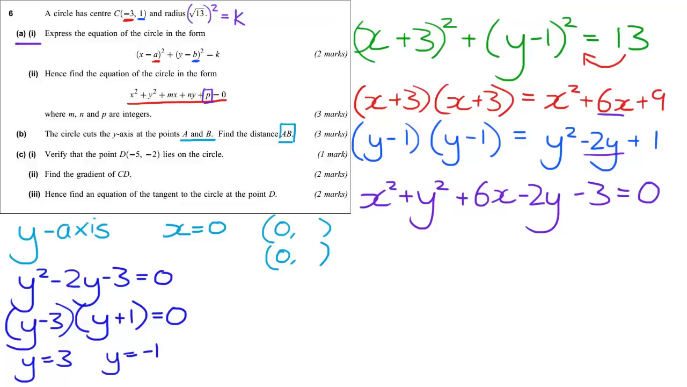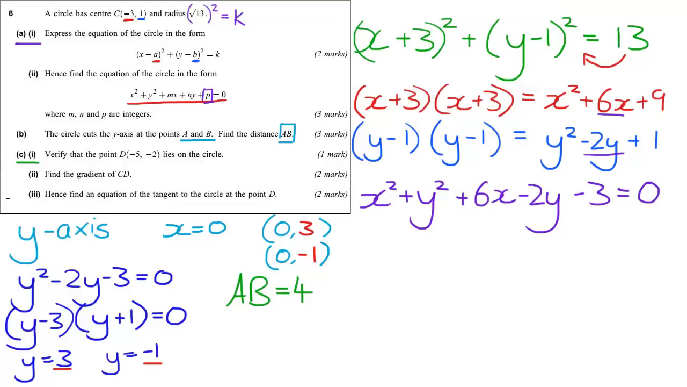So what are we going to do then? Well, we have our 3 and our minus 1, so let's put that in there. Then we need the distance between this straight line, 0, minus 1 and 0, 3. Well, the difference there is 4 units. So the distance AB is equal to 4. That's just the straight distance.